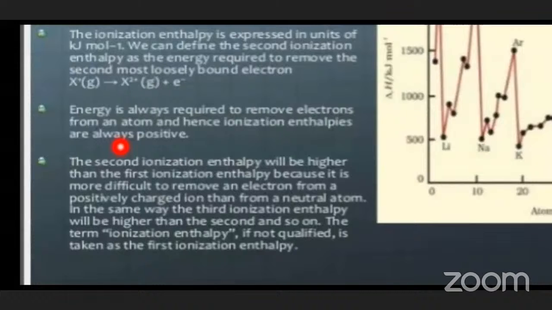Once again we'll see here. The second ionization enthalpy will be higher than the first ionization enthalpy because it is more difficult to remove an electron from a positively charged ion than from a neutral atom. In the same way, the third ionization enthalpy will be higher than the second, and so on. The term ionization enthalpy, if not qualified, is taken as the first ionization enthalpy, or ionization potential or ionization energy.